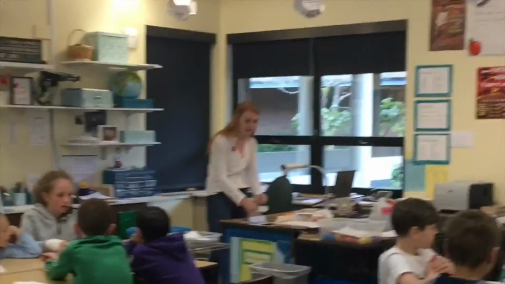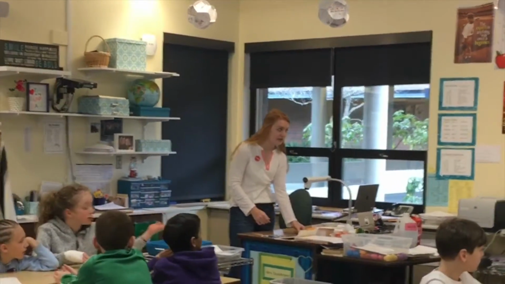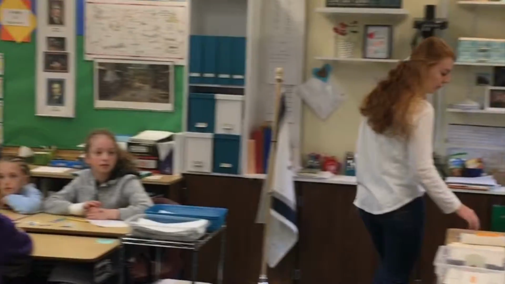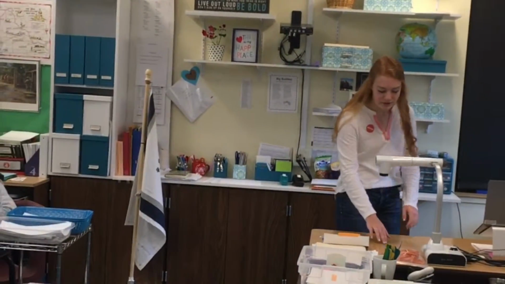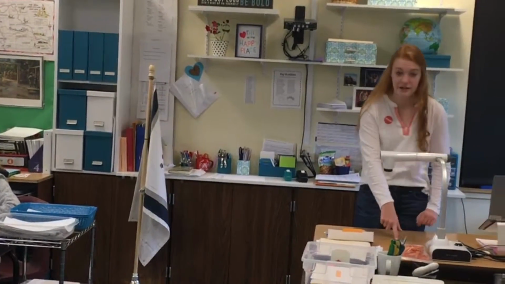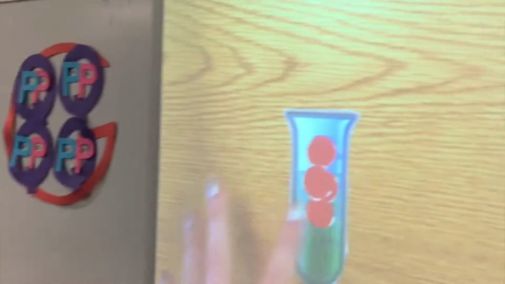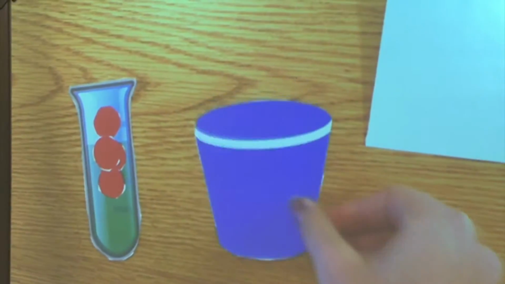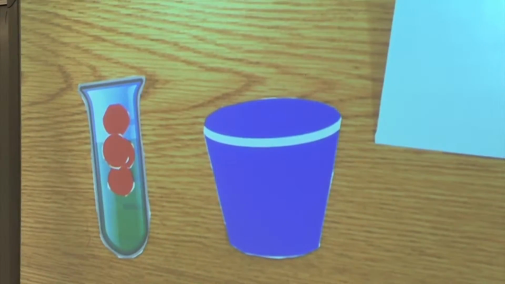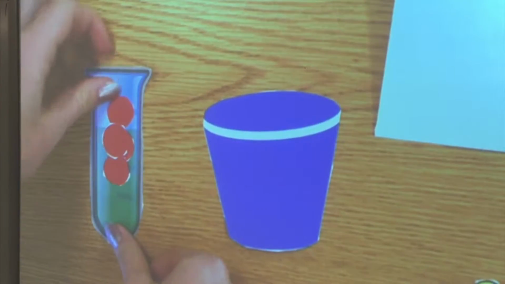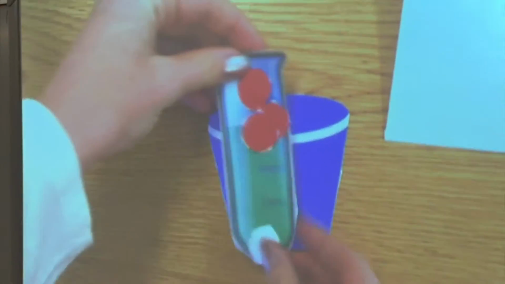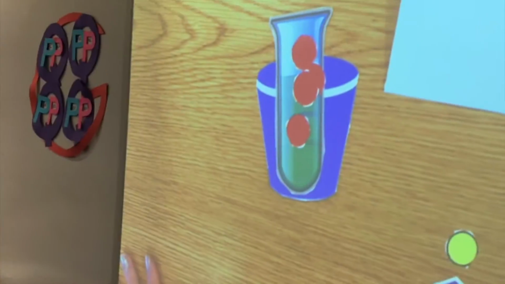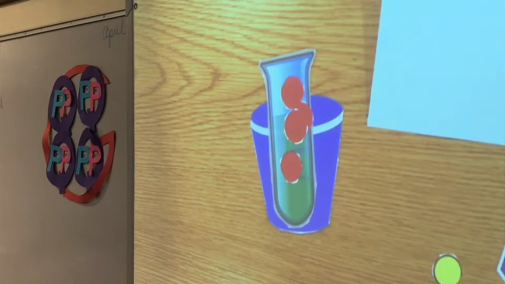What you're going to do with these plasmids is I want everybody to find a test tube, which is this item that was in their envelope. We're going to take this test tube that has our bacteria, which is the green stuff in it, and the plasmids, which are the red circles, and we're going to take our little blue bucket. We're going to pretend it has steaming hot water in it, okay? And we're going to put our test tube in our bucket.